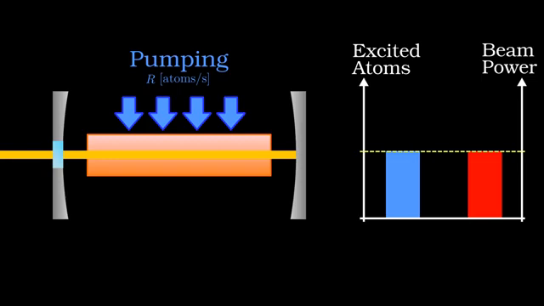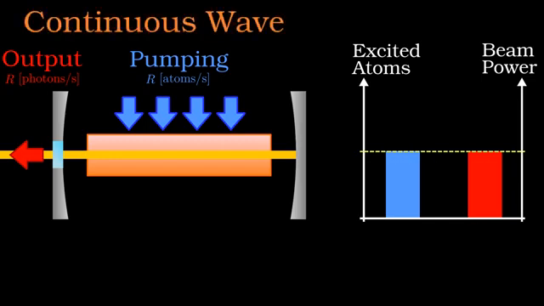Atoms will be pumped into the excited state at a rate of R atoms per second. New photons will be emitted from the gain medium at a rate of R per second, and photons will leave through the output mirror at a rate of R per second. This is usually referred to as a continuous wave laser, and it will work steadily as long as energy is provided for the pumping.